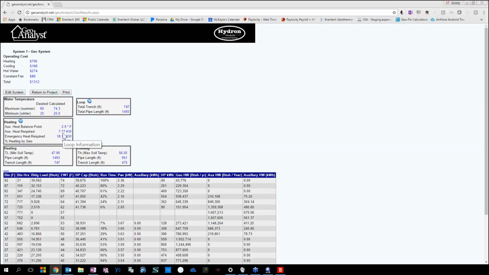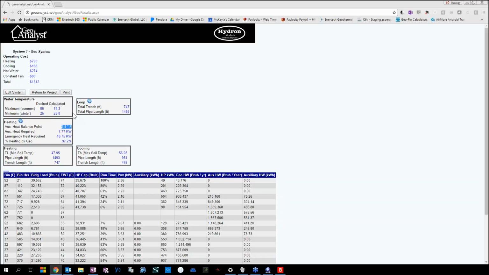It's -15. The system's running for 12.5 days. We're at the rock bottom point of our ground loop. 25 is the minimum temperature. That gives me a balance point of 2.9. It's not too far off. The op cost there is $1,312. So we didn't really increase op cost much.